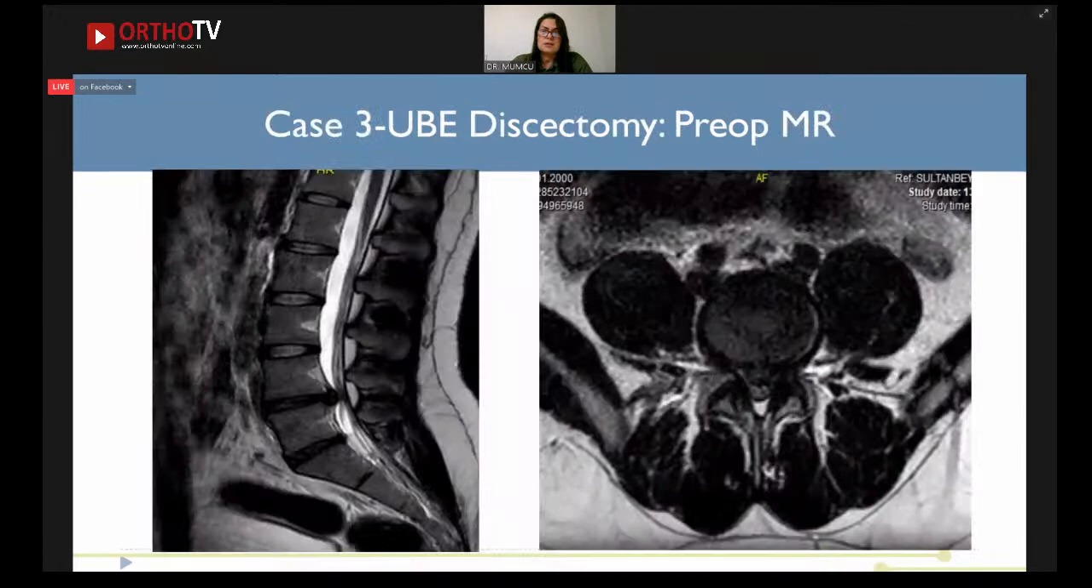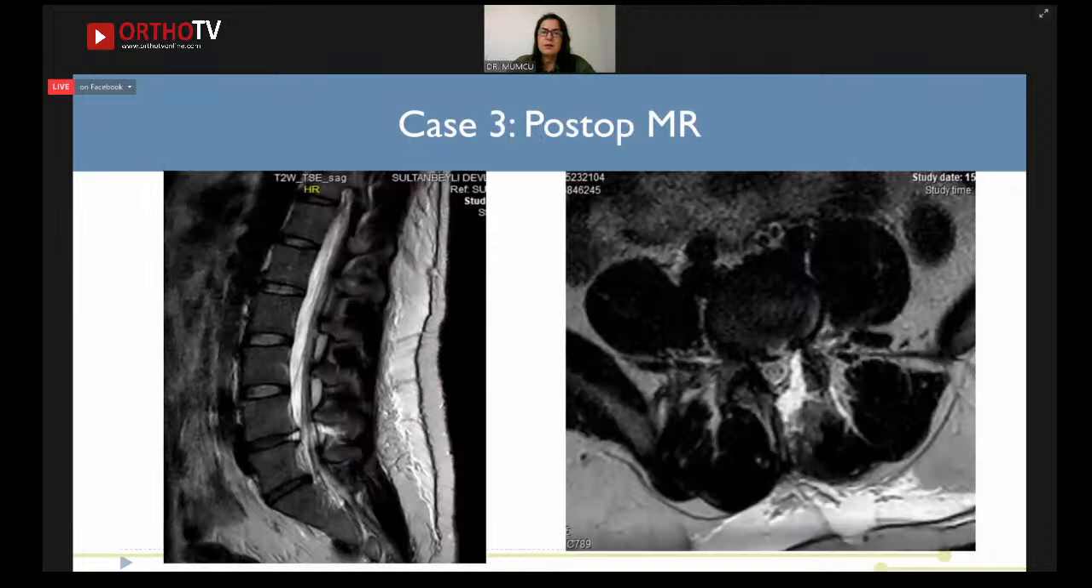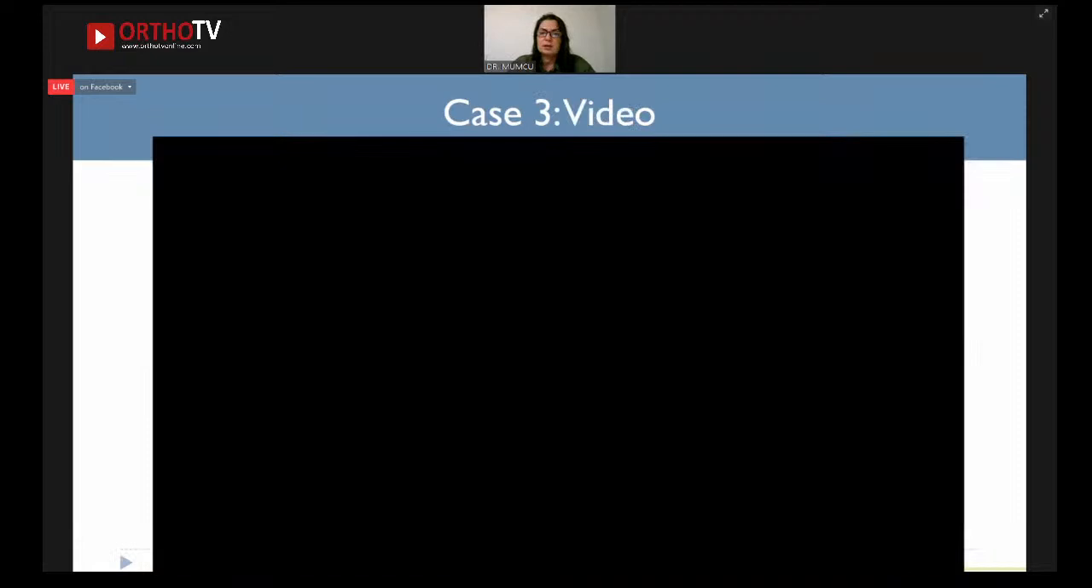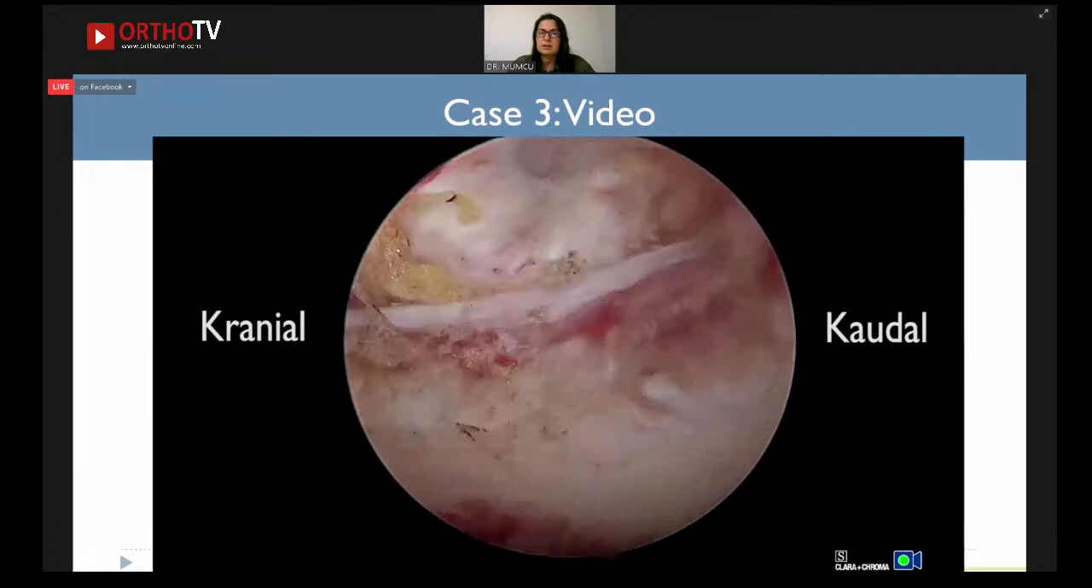Third case is a 21-year-old man with severe left leg pain, which had lasted for 7 months. Preoperative MRI shows the ruptured disc at L4-5. After UBE discectomy, the ruptured disc was removed. This intraoperative endoscopic video shows the ruptured disc compressing the left L5 nerve root.